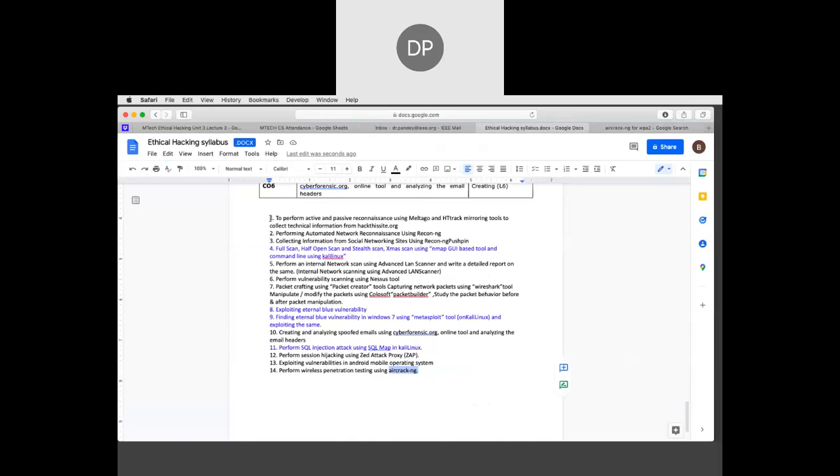So tomorrow in the evening class I will try to cover these three, and then maybe a few from 5 or 6. Today in theory class we discussed this. In lab we will also try to see that. Then packet crafting and the remaining, and then we will do some session hijacking, exploiting vulnerability in mobile, and performing wireless penetration testing.